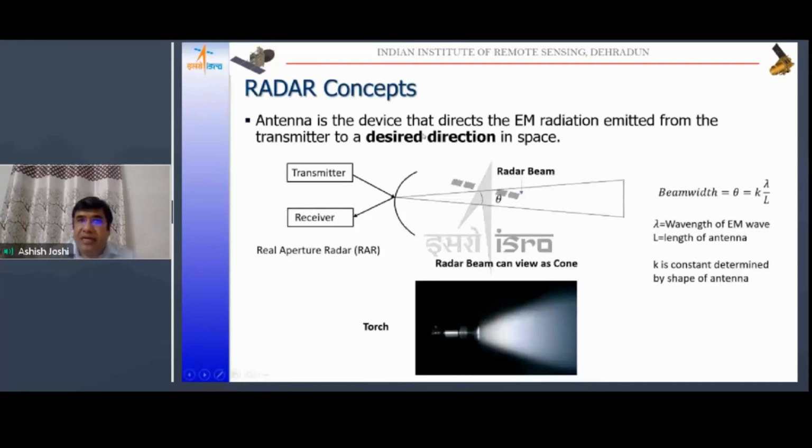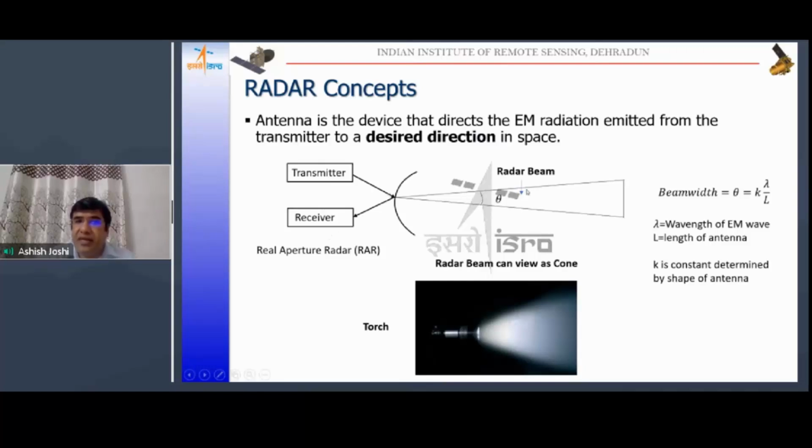Now, the antenna is the device that directs the electromagnetic radiation emitted from the transmitter to a desired direction in space. So what is the role of the antenna? It will transmit the electromagnetic radiation towards a particular direction. So this is the antenna, and it contains the transmitter and the receiver.